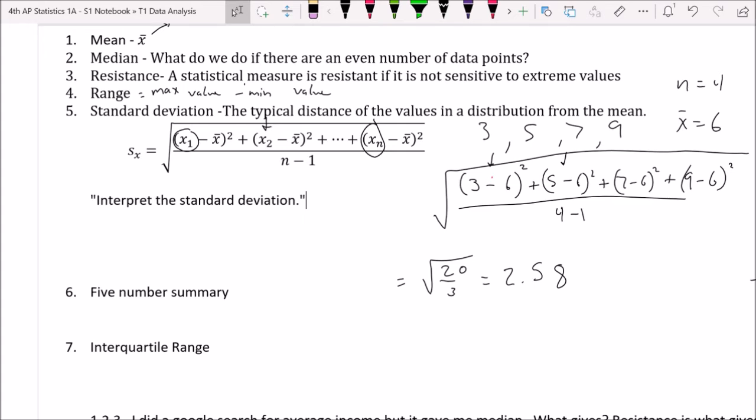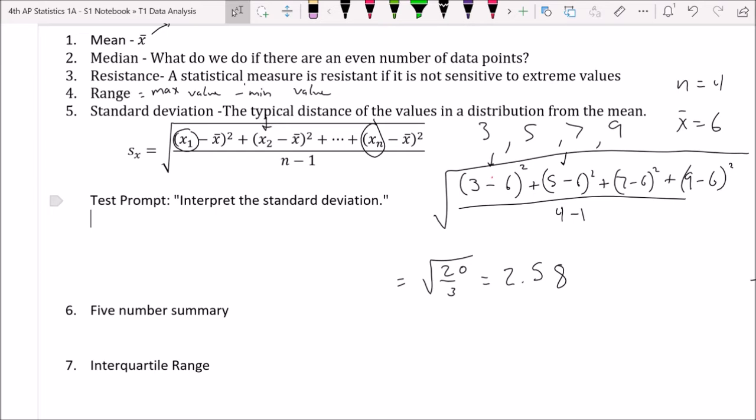And so I'm going to want you to include this prompt in your notes. Maybe I should label it. So a test, this is a test prompt. And it's totally standard. It's basically on every AP exam. Okay, and what you want to say to that is the typical distance of data points from the mean is 2.58.